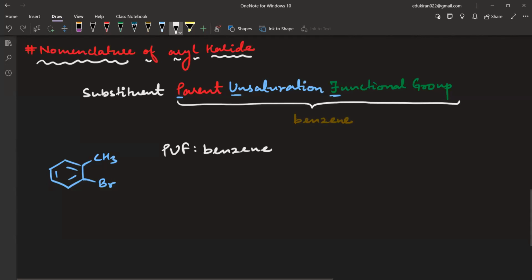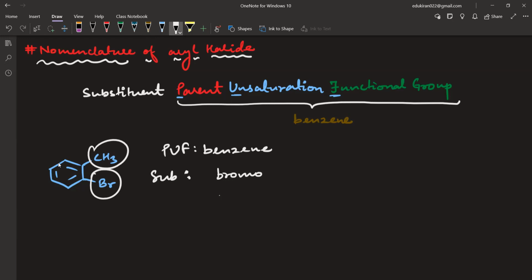Now, this is done. Benzene is done. Whatever remains, tell me. CH3 and Br, we have to name them. So these are substituents. Anything that remains after the identification of parent, unsaturation and functional group is known as substituent. Now, what are the substituents? We have bromo.